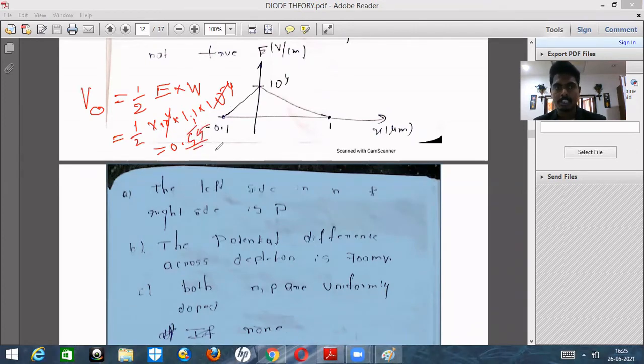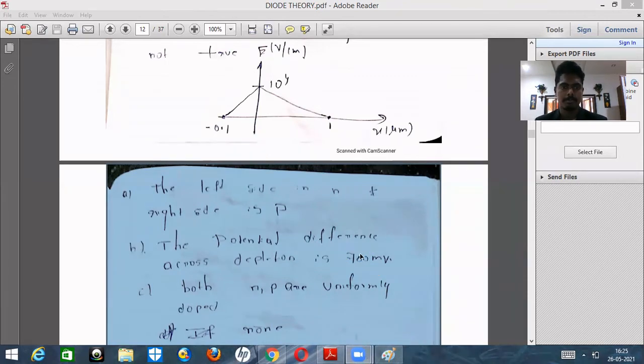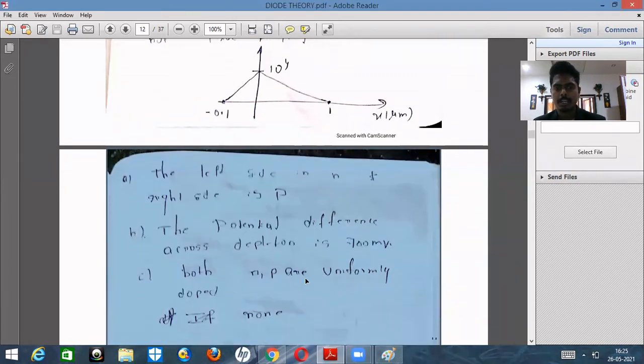0.55 is the depletion width. That is nothing but 550 millivolts. This is the barrier potential, but they have given that the barrier potential is 700 millivolts. So obviously this option B is a wrong answer. Okay, simply. So next one is both P and N are uniformly doped. Obviously, since it is in equilibrium, definitely it will be uniformly doped.